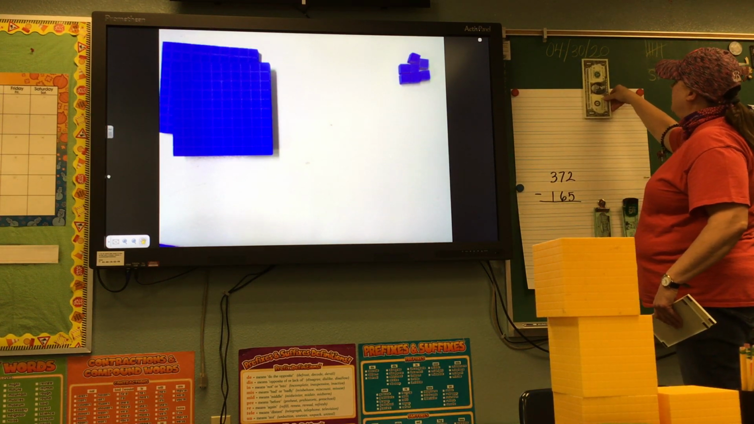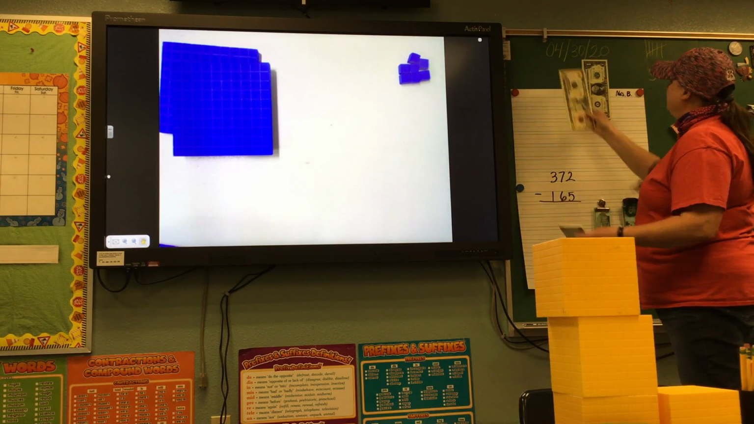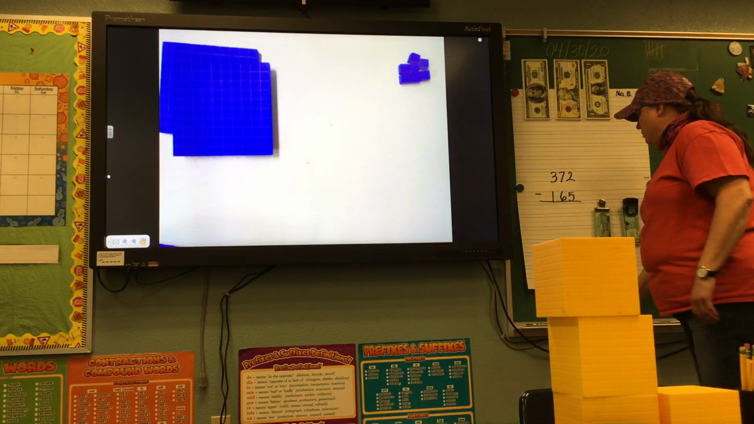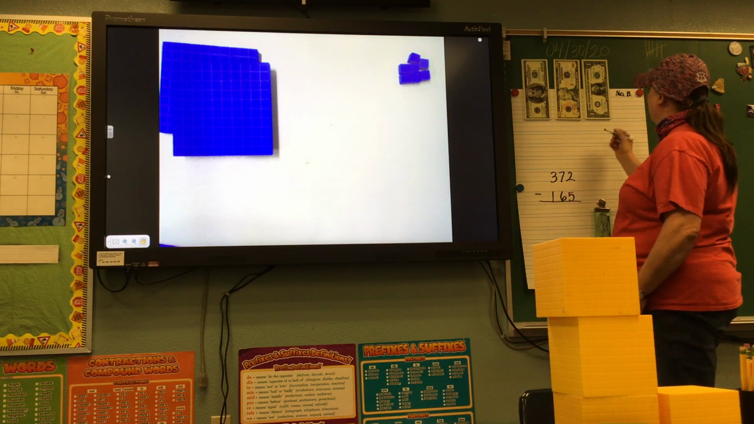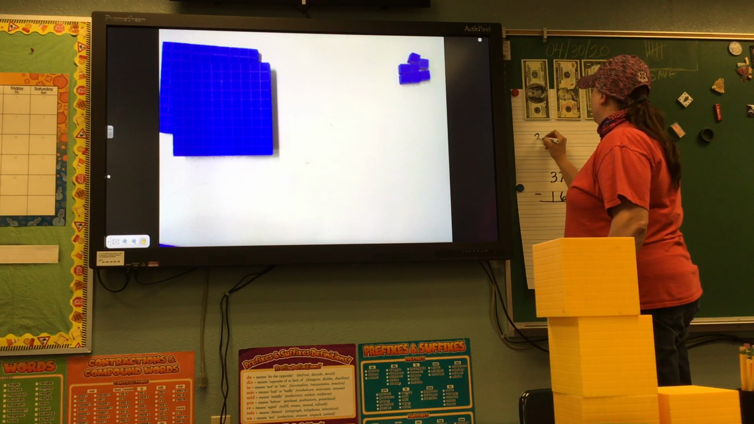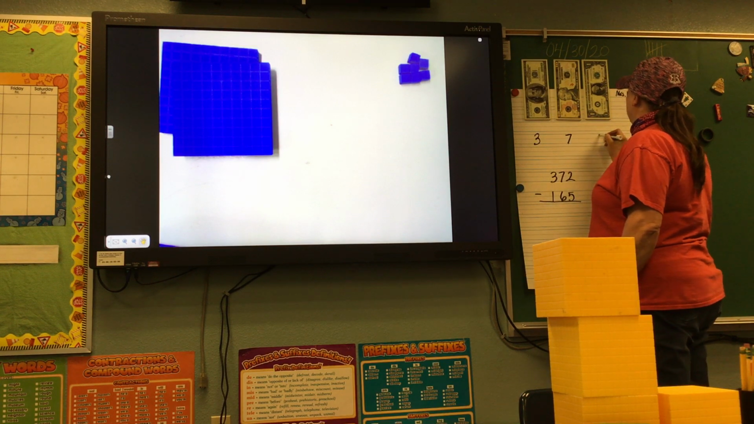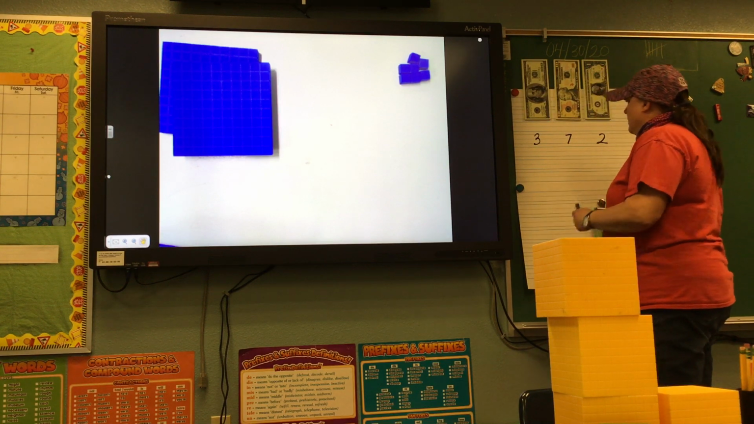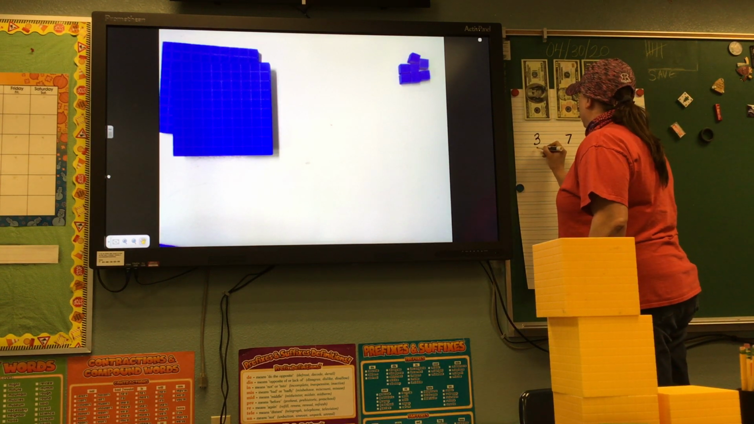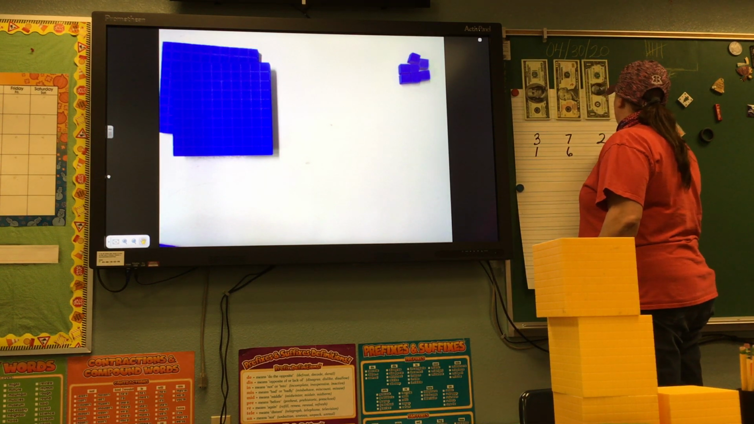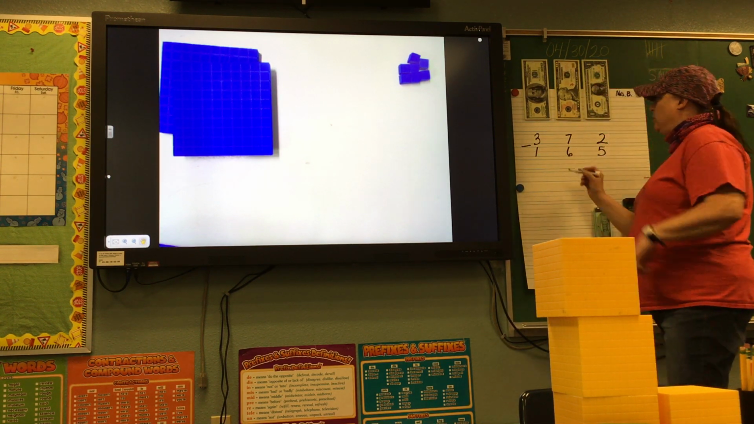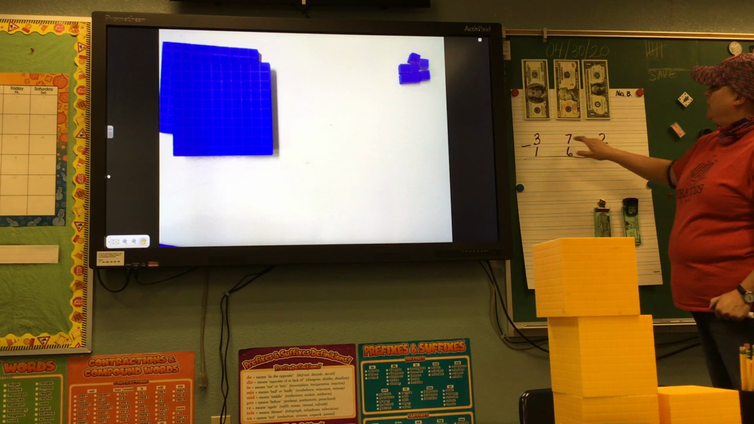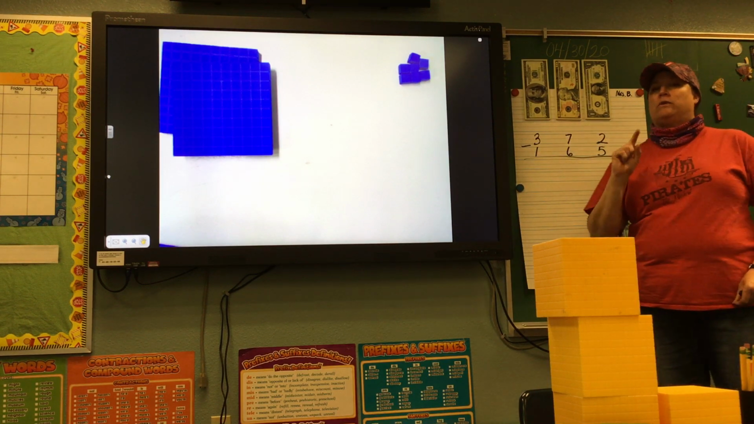Remember, we have a ones column, a tens column, and a hundreds column. Now, unfortunately, I don't have any $100 bills, so I'm going to rewrite this up here so we remember. I had 372 ones, tens, and hundreds. That means I had 165 to subtract from that. Now I want to think about this again. When we are doing subtraction, make sure the big number is on top. Is 372 bigger than 165? Yes, so we've got it set up right.